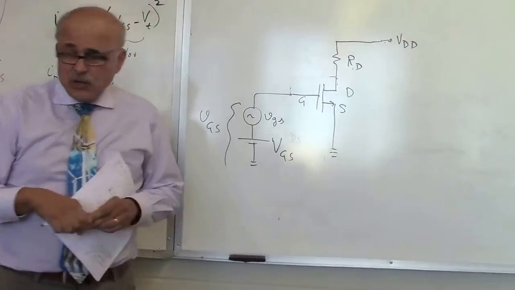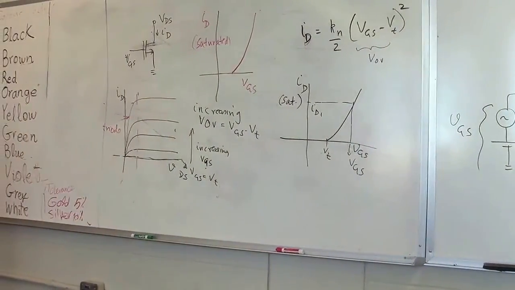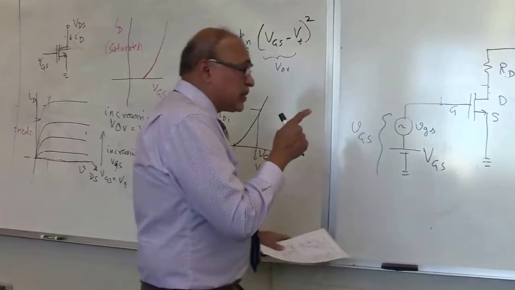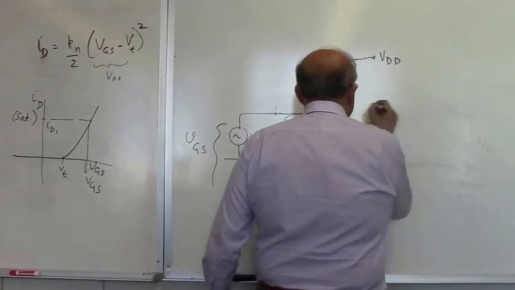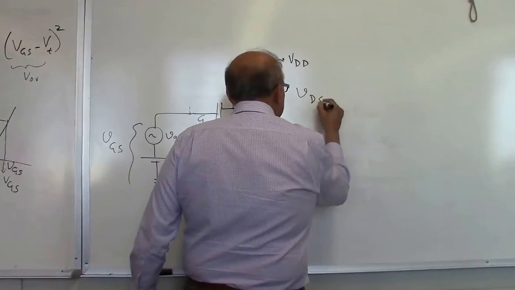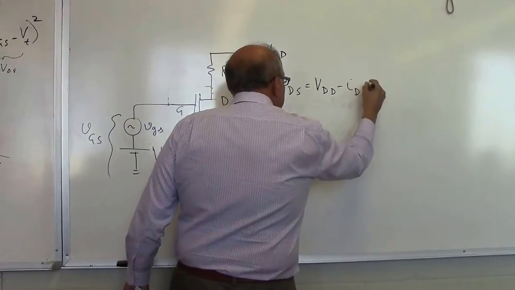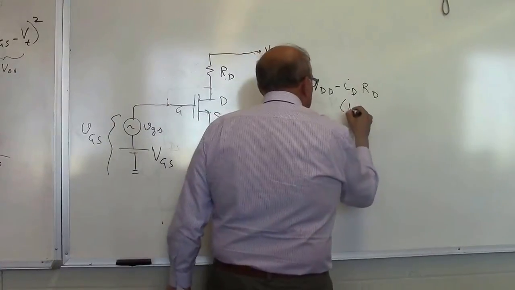All right. So now when you do that, this circuit satisfies two different conditions. As we saw before in class, it is always true that VDS is equal to VDD minus IDRD. This is Kirchhoff's voltage law and Ohm's law.